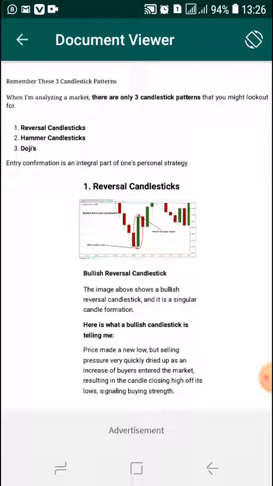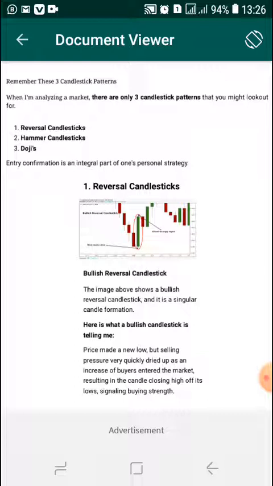The first one is a reversal candlestick. There are different types of reversal candlesticks that different traders use. I also use not one pattern but different types of patterns for reversal. I'm talking about doji, hammer, and another one, the name slipped my mind, but it is a famous one that a lot of people use. And then the other one is the hammer candlestick, and the other one is doji.